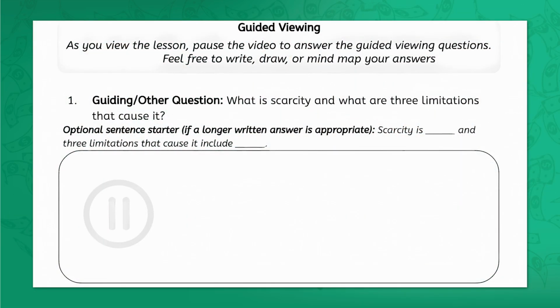Okay, time for your first guiding question. Make sure you pause the video and answer the question in your lesson PDF. What is scarcity, and what are 3 limitations that cause it?